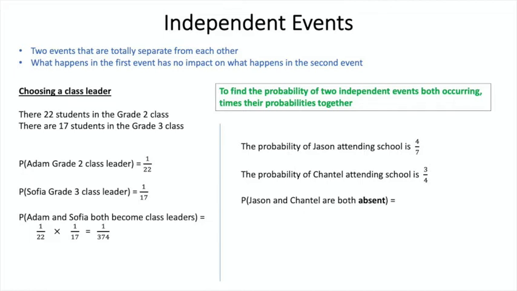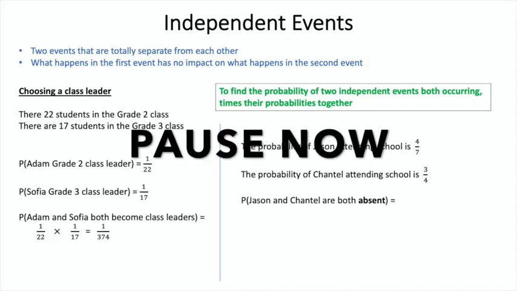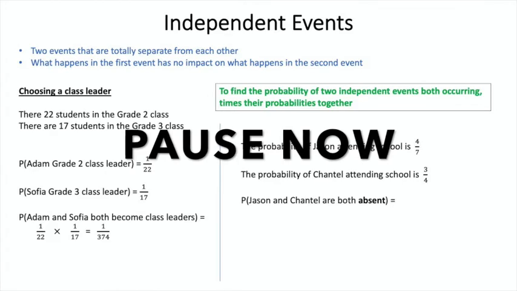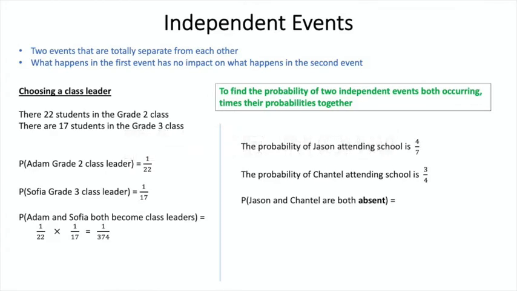If Jason has a 4 out of 7 chance of attending school, what's his probability of him being absent? So see if you can find their probabilities, and then as the bold green instruction tells you to, see if you can find the answer of both of these independent events occurring. Go. Here is your answer.